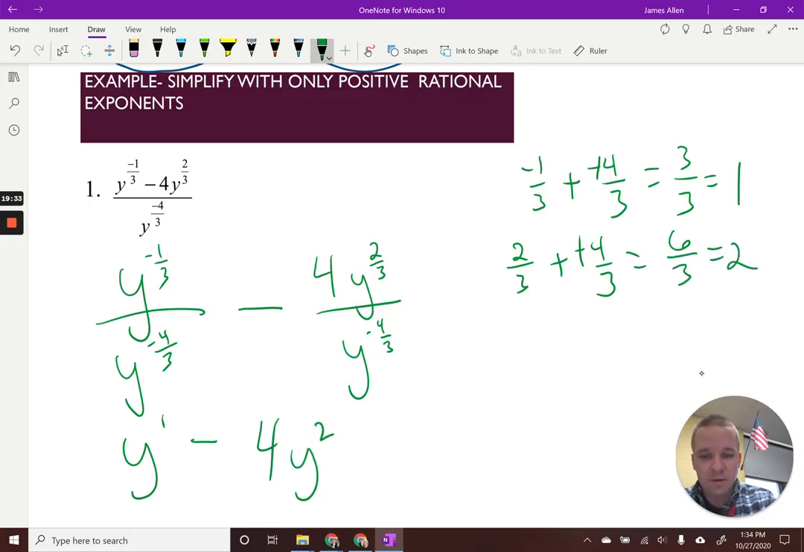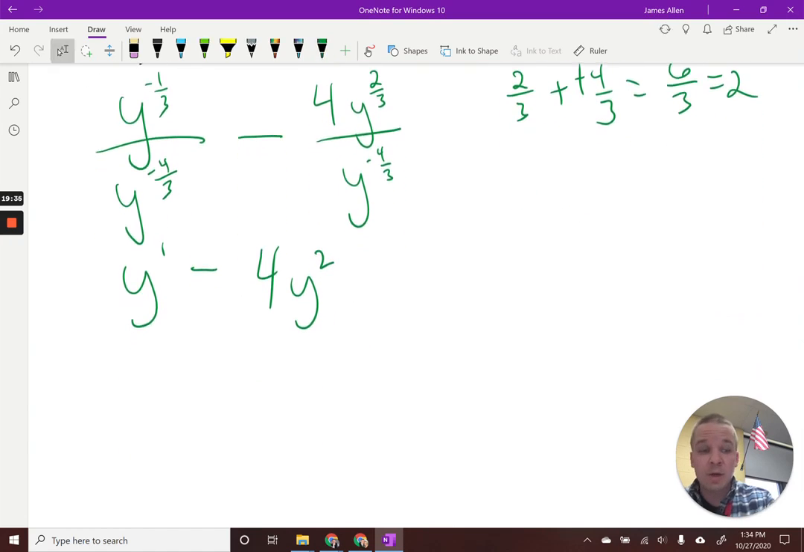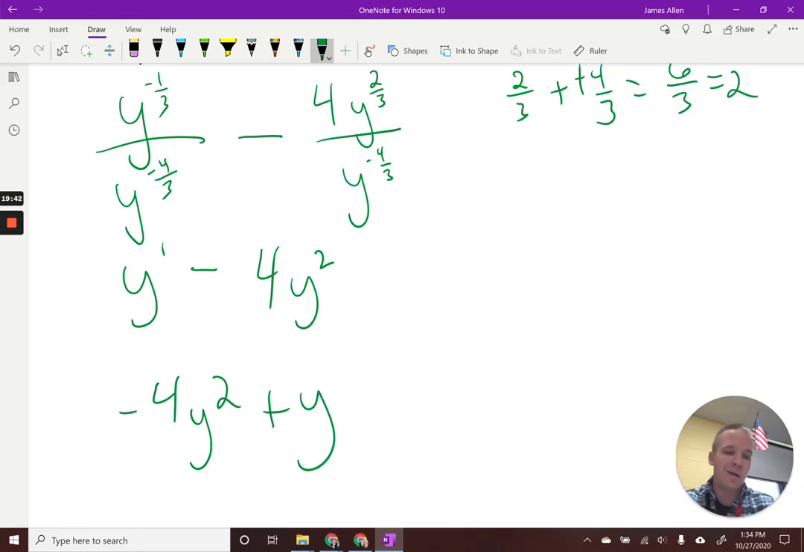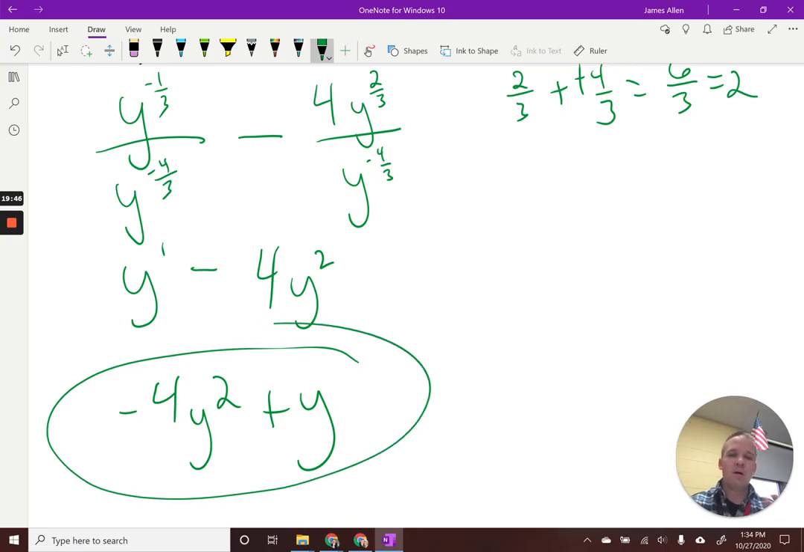So I'm going to have 4y squared. If I rewrite this in standard form, negative 4y squared plus y, highest degree first, polynomials, you know what I'm saying? There we go.